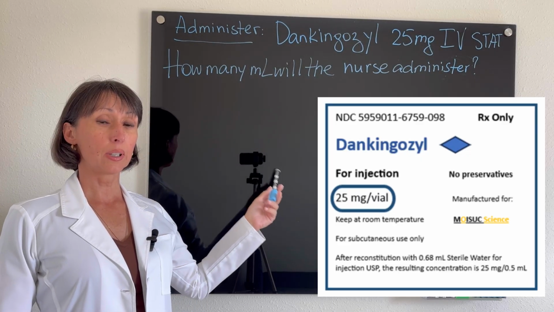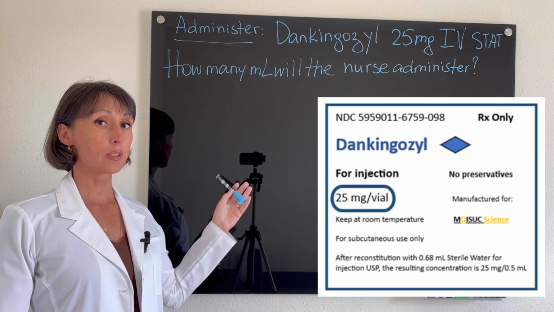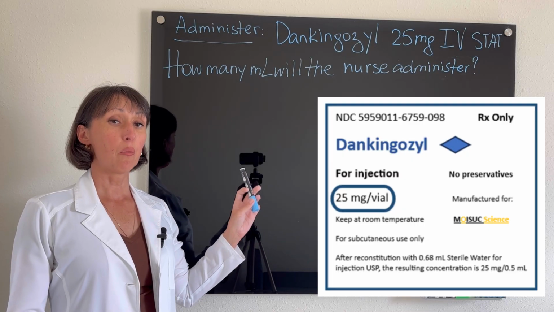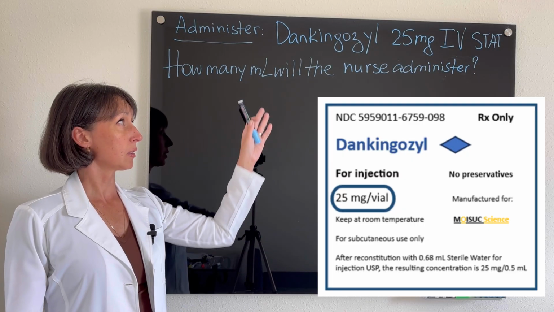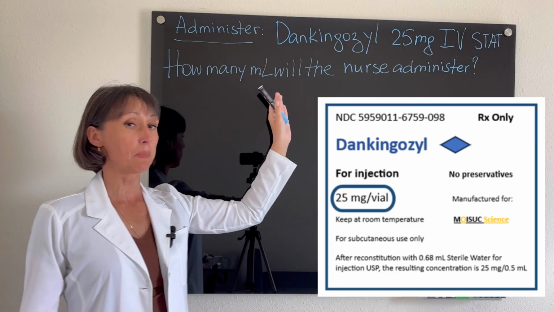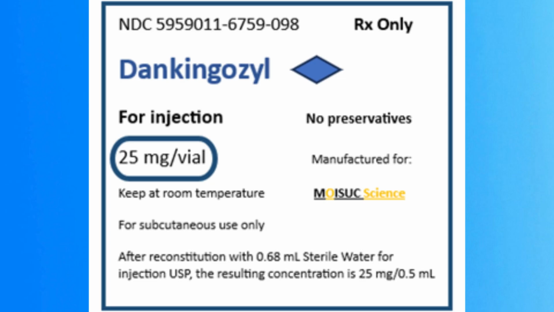Let's carefully look at our label and identify the information that's necessary to solve this problem. The label has a lot of information on it, but the most important thing to answer this question is how many milligrams per how many milliliters is the final concentration of this medication. The label has this big number, 25 milligram per vial. This one doesn't help us because it does not provide the necessary information, milligrams per milliliters.